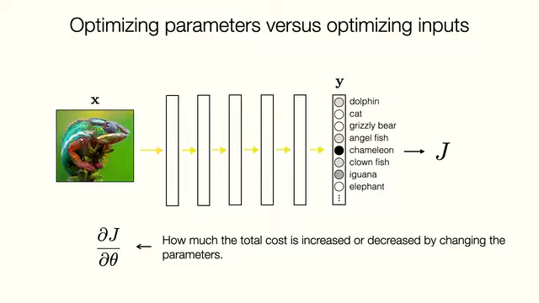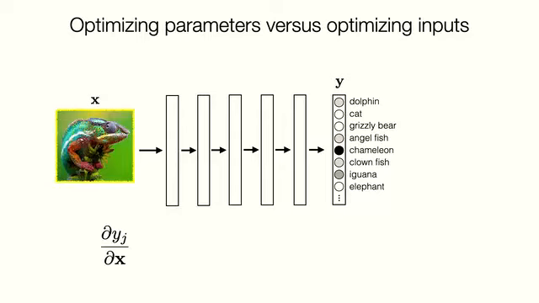Cool, so let's talk a little bit about optimizing parameters versus optimizing inputs. So this is the standard approach, right? This is looking at how much the total cost is increased or decreased by changing the parameters. These are all the different parameters throughout the network. This is what we commonly think of. But you can also think about optimizing the input for a fixed set of parameters.